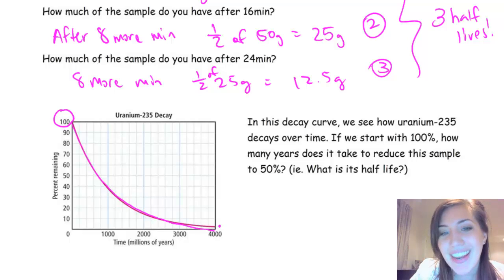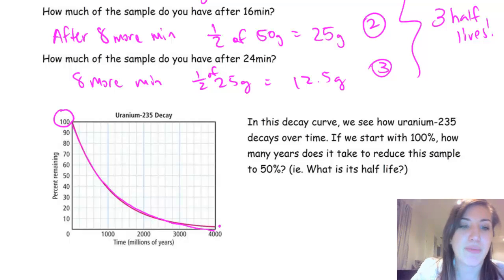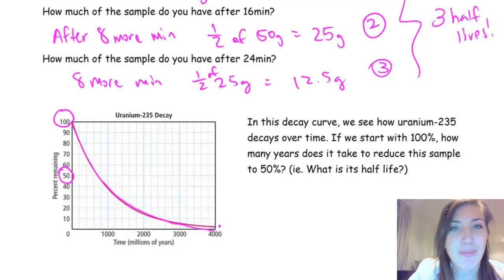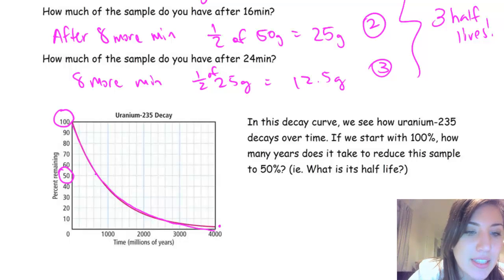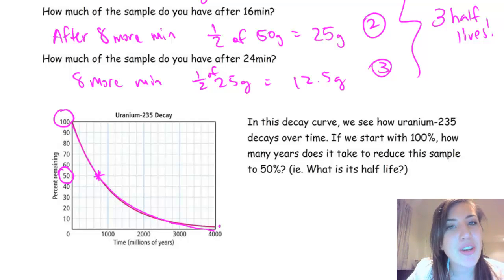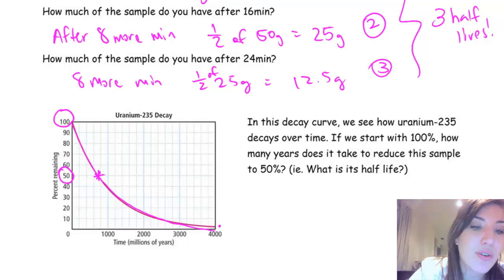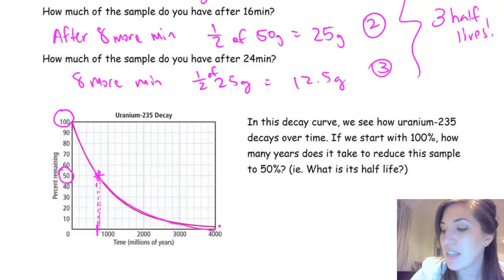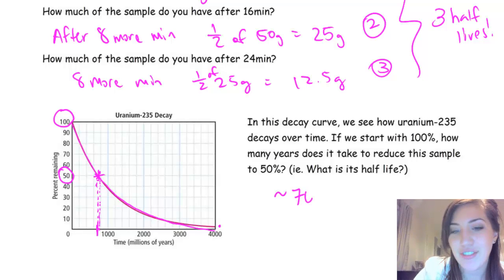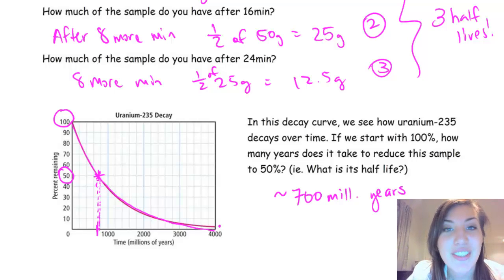If you start with 100%, how many years does it take to reduce the sample to 50%? So let's find 50% here on the left, the percent remaining. Follow that over and we get this spot right there with the star. And if we want to know how long that took, we just go down to about the middle of that box, like right there. And that is about, I'm going to write about 700 million years. That's a long time for uranium to decrease by half of its nuclei. So 700 million years is a half-life for the uranium-235 decay.